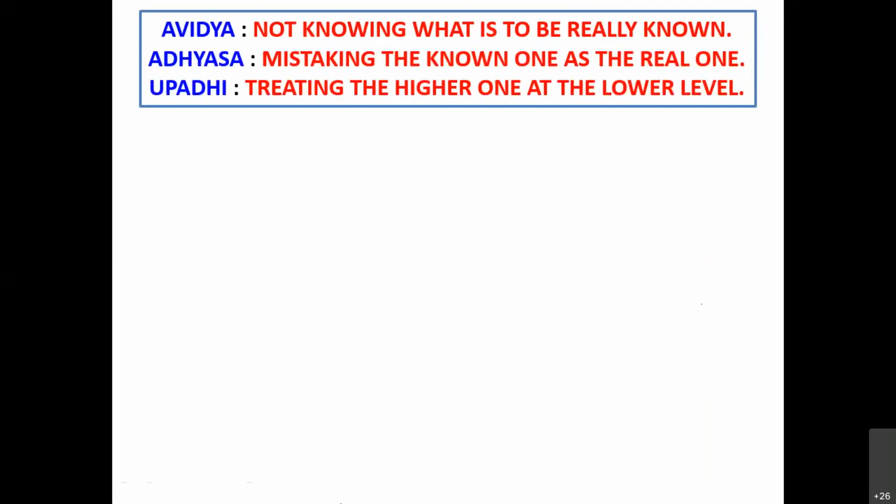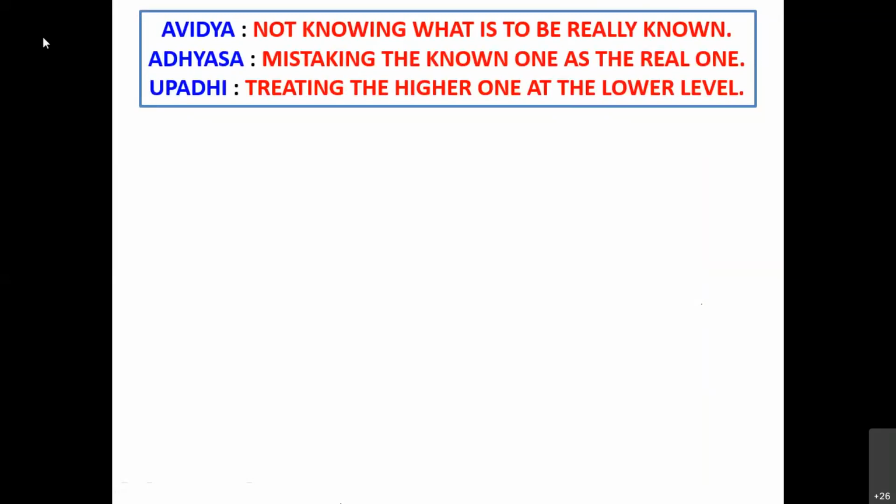Because ultimately, we are all individuals only. Ultimately, we come on this earth alone. We go from this earth also alone. So then, are we the body? Are we the mind? Are we the soul? What are we actually? That should be understood. So avidya is not knowing what is to be really known.